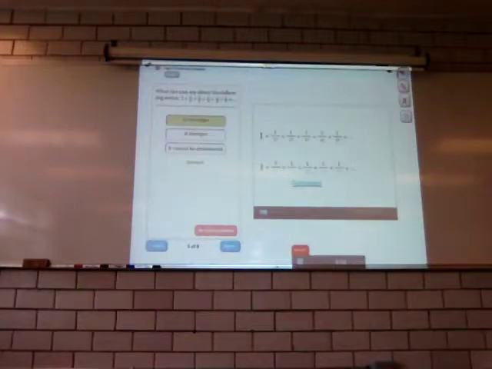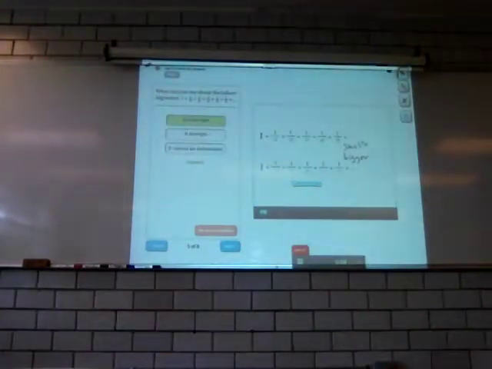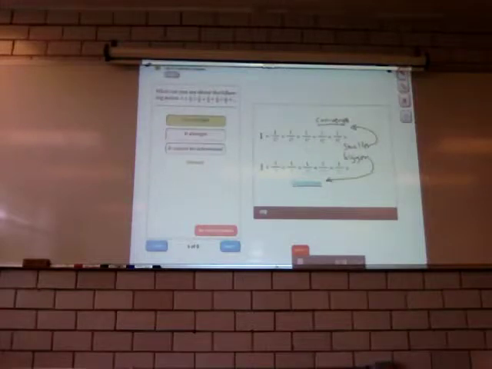Okay. Bottom series converges. Bottom series has the bigger terms. The top series has the smaller terms. So if these bigger terms add up to a certain number, that means the smaller terms had better also add up to an even smaller number. They can't go up to infinity. So this top series converges.